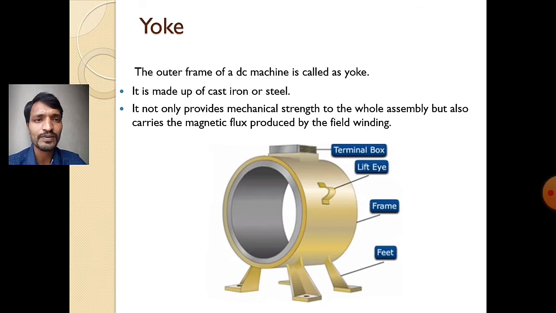It not only provides mechanical strength to the whole assembly, whole motor, rotor, stator, but also carries the magnetic flux produced by the field winding, a uniform magnetic flux. Okay, this is called the yoke.